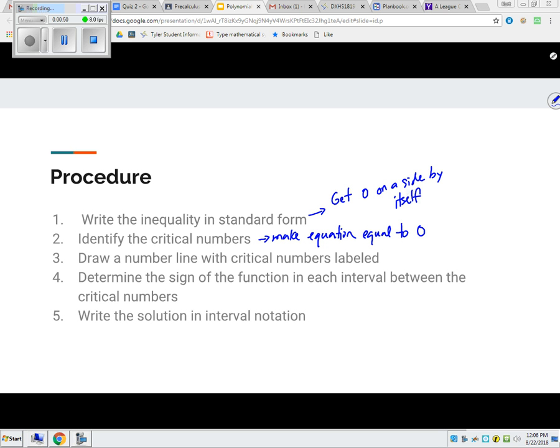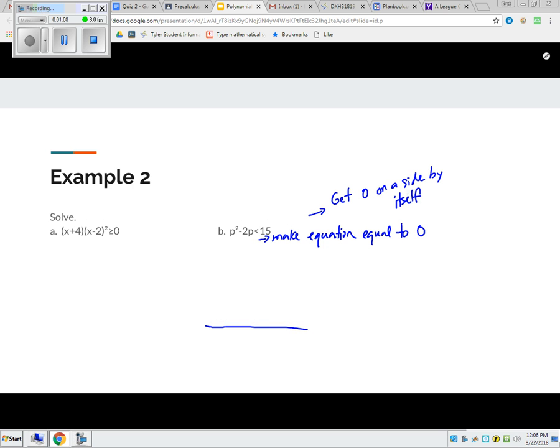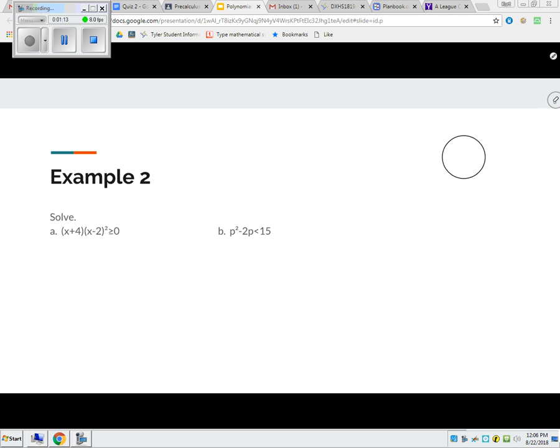I want to draw a number line with these critical numbers on it. So whatever I find, I want to put it on a simple one-dimensional number line. And then from there, we have to test the numbers. And then finally, we're going to start something called interval notation that's going to be sticking around for quite a while with us. So I'd like to work part B first. I think that's a better first example, and I'll let you guys work A.